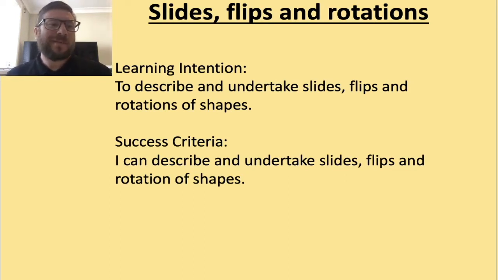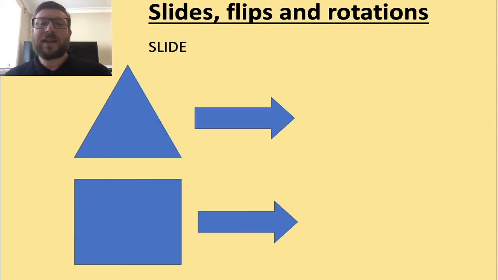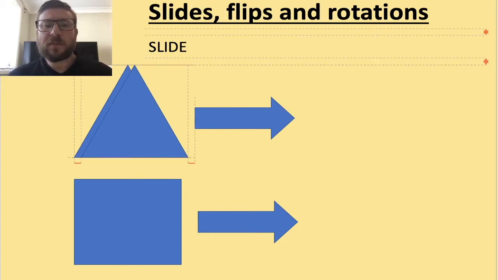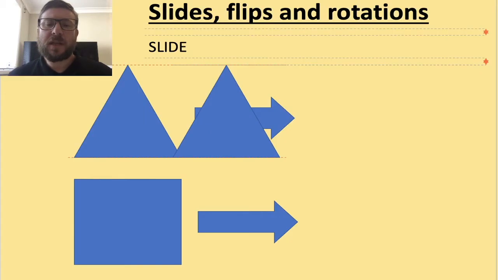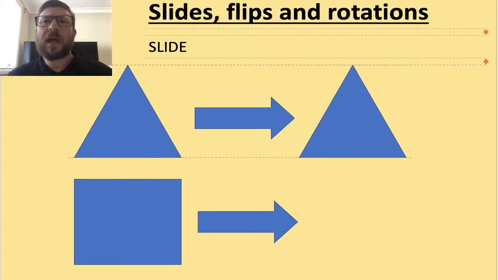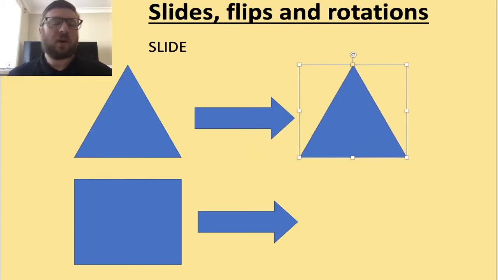So let's get started. Alright, the first thing we're going to look at is slides of shapes. Now slides is pretty much what it sounds like. We're going to slide our shape. Looking at our triangle here, remember our triangle is a three-sided shape. We're going to slide our triangle to the side. Now when we slide our triangle, it moves position. The position of the triangle changes and moves across, but the rotation and the orientation of the object does not change. It is just a simple slide.